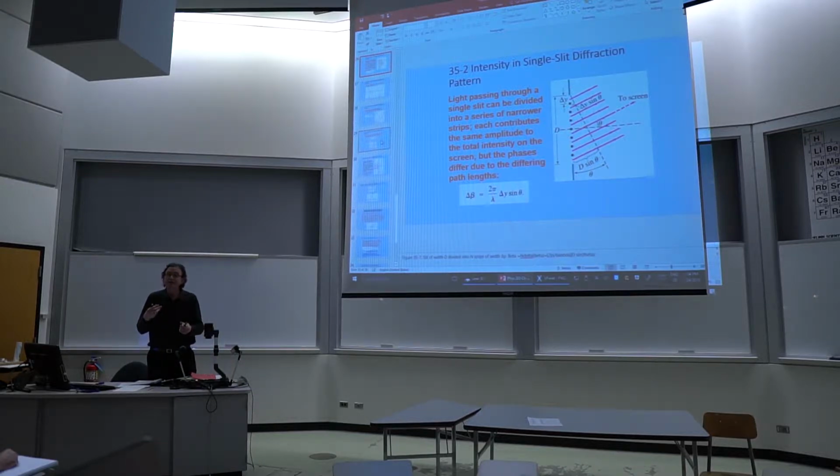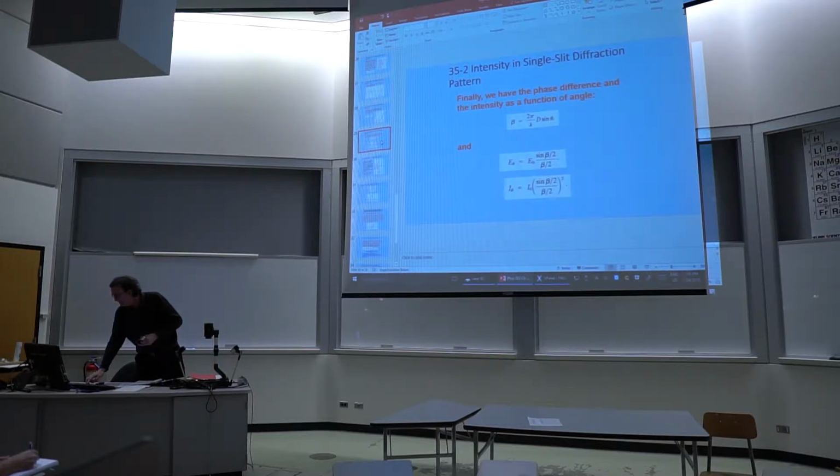That intensity or amplitude will change with theta, because of the phase difference between adjacent waves due to the path difference. Remember, every time there's a path difference, which in this case is delta y times sine theta, there's a corresponding phase difference between the adjacent rays coming from the subslits. So we did this, and the end result was this intensity equation.